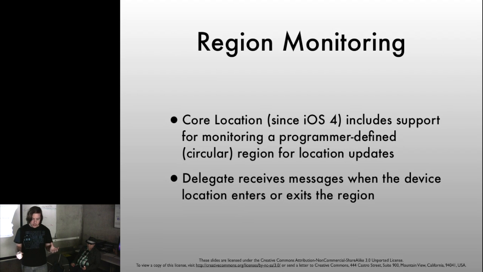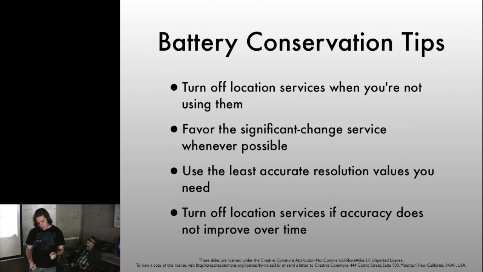Since iOS 4, Core Location added the ability to do region monitoring. Basically, the idea is that it allows you to specify a circular region centered on some point, and you'll get updates when the user enters or exits that region. You can look at the documentation to see how to do that. It's pretty straightforward from what I can remember.